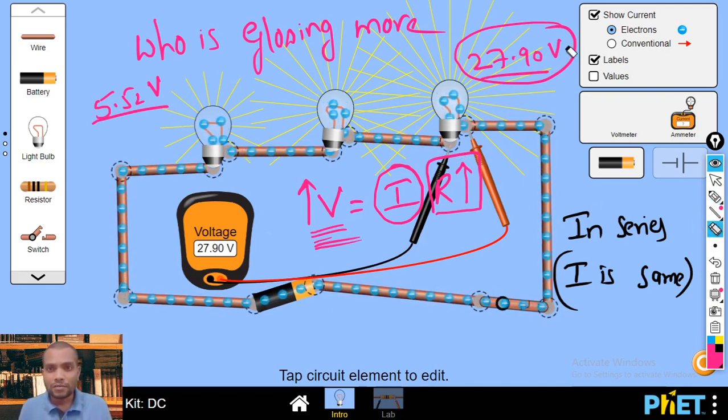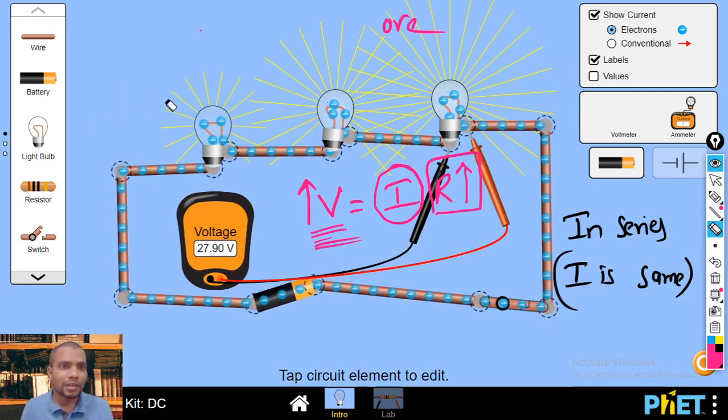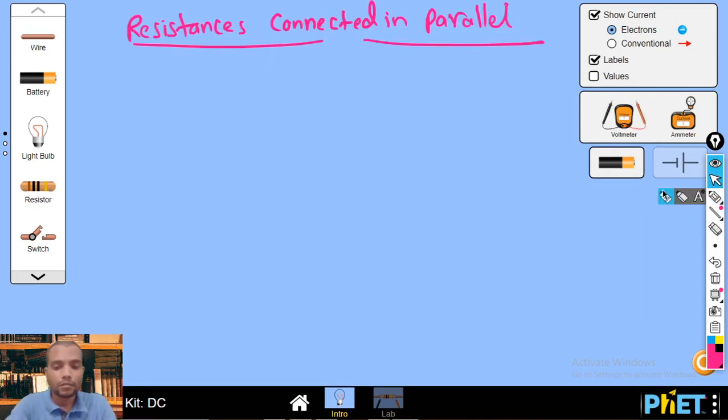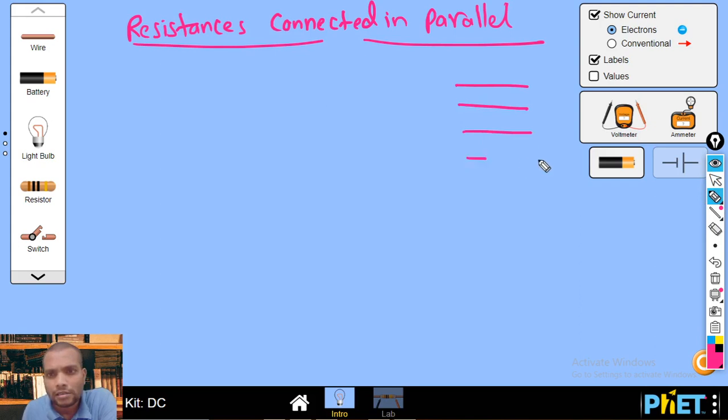After observing this very clearly, now let me take you to another type of combination, which is known as parallel combination. So in today's class I will discuss resistances connected in parallel. You know the meaning of parallel. What is the meaning of parallel? Parallel lines means one upon the other like this. So this connection is known as parallel connection.